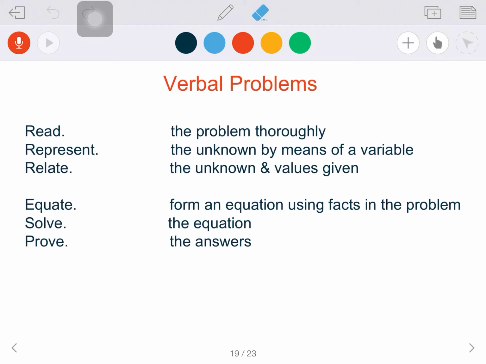Earlier in class, I've mentioned and I've actually given you this strategy, which is read, represent, relate, equate, solve, and prove. We call this the 3R ESP. So we read the problem thoroughly. Once again, let me put a highlight on the word thoroughly. Represent the unknown by means of a variable. So how do you represent? You have to find or represent it through a certain variable.